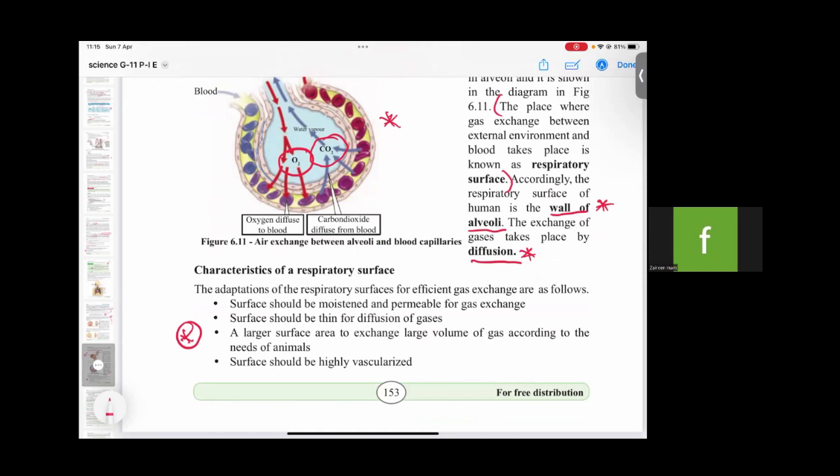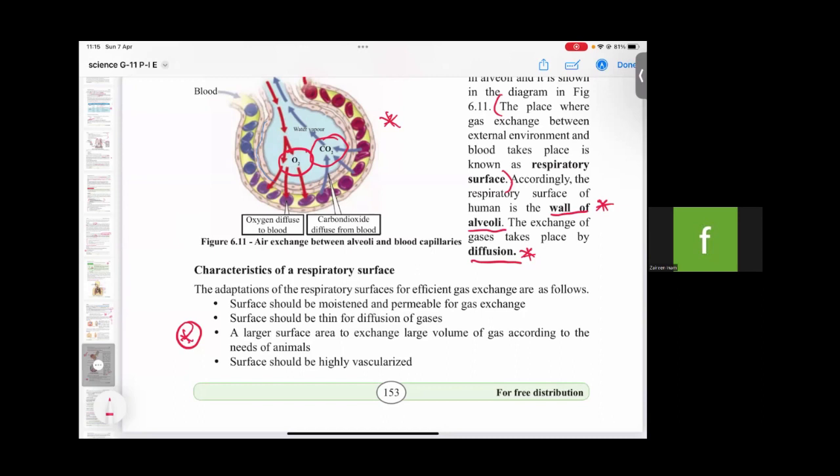And if you need to increase the rate of something, you should have a large surface area. That is why the air sacs are small grape-like structures. So a large surface area to exchange a large volume of gas, and the surface is highly vascularized, because then only the carbon dioxide and oxygen can be diffused easily.